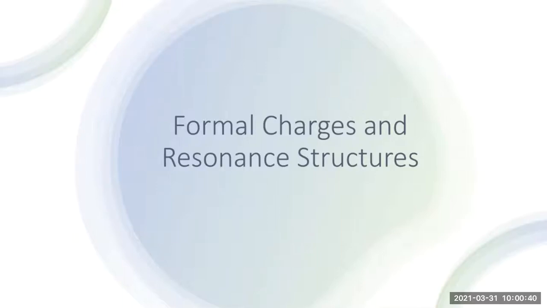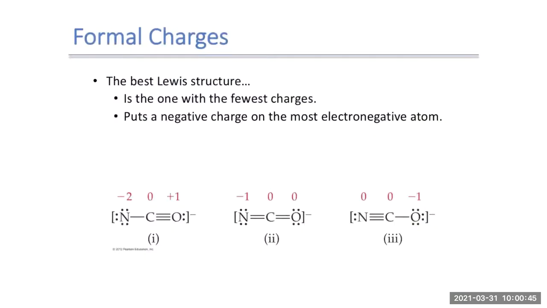In this video, we'll look at formal charges and resonance structures. When we look at formal charges, what we're looking for is how we can draw the best Lewis structure possible. We've seen previously how to draw Lewis structures, but now we're going to look at which one is the best Lewis structure. So let's say we're told to draw the structure for the compound CNO.